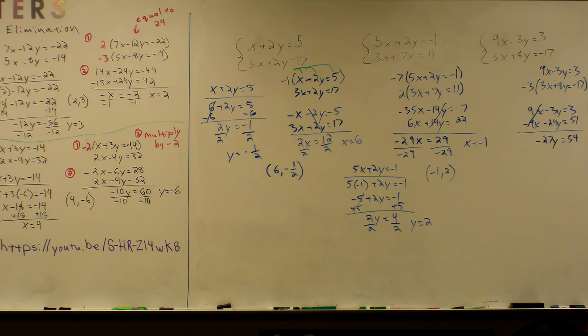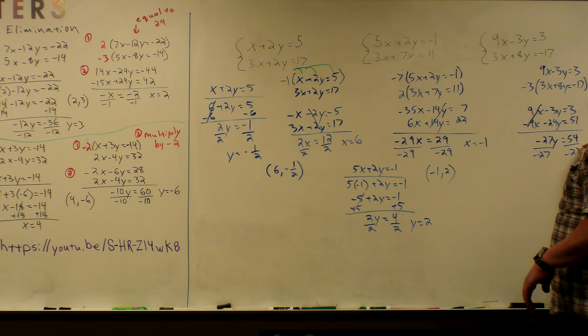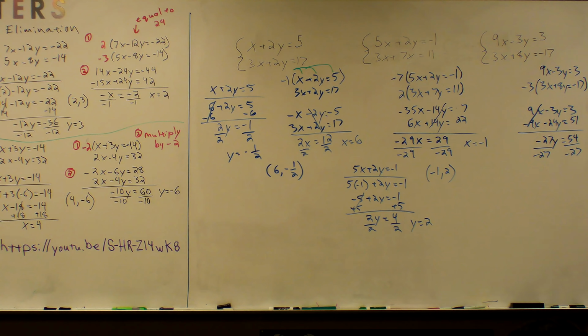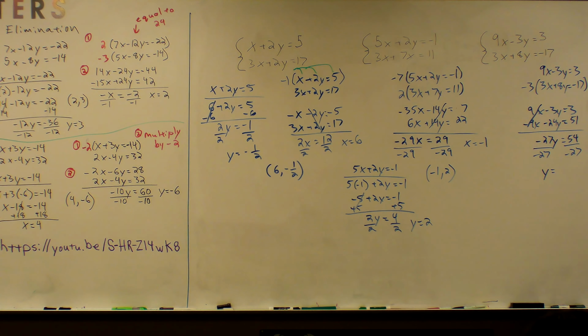Right? Okay. We divide by negative 27. We divide by negative 27. And how many times does 27 go into 54? 2 times. Even? So we have no fraction? Okay, so we have our y, don't we?